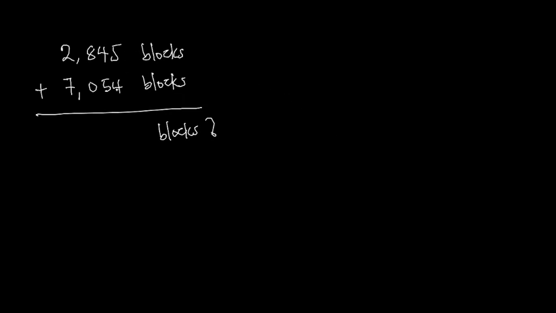So to do that, we start by adding the ones digits. So 5 plus 4 will give me 9. 4 plus 5 will also give me 9. 8 plus 0 will give me 8. My comma. 2 and 7 will give me 9. So if I add 2,845 blocks to 7,054 blocks, I will get 9,899 blocks as my answer.